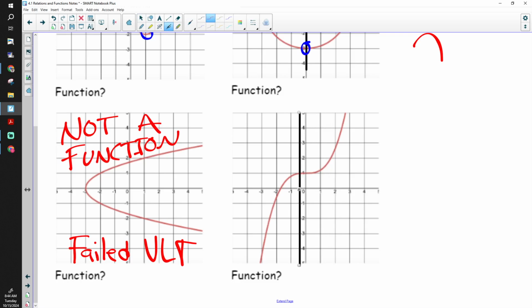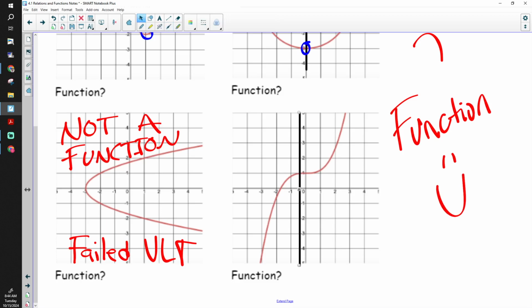What is this one called? A cubic. We don't do cubics in here, not till Algebra 2. We do parabolas like this example up here.